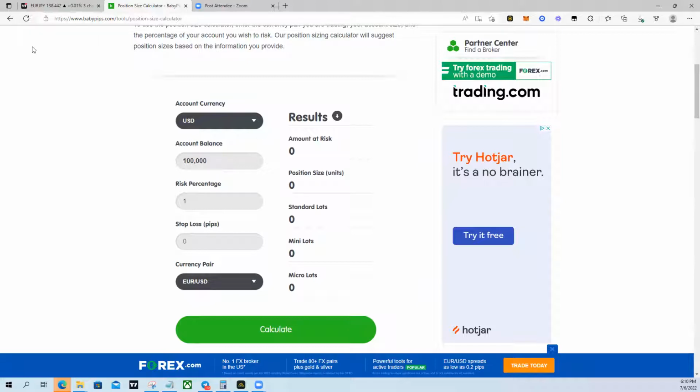You can look it up on Google. This one is from babypips.com. You can go under the tools section and you will see the position size calculator. But you want to utilize this on every single trade to make sure that you are utilizing proper risk management.